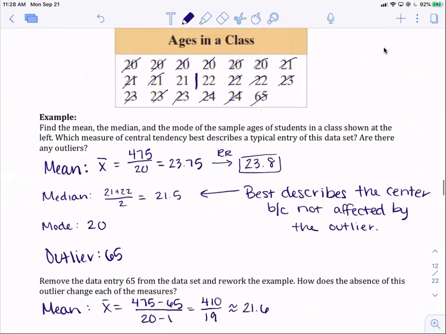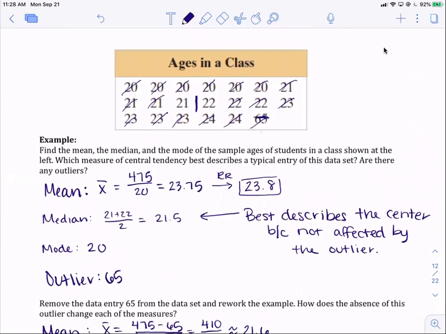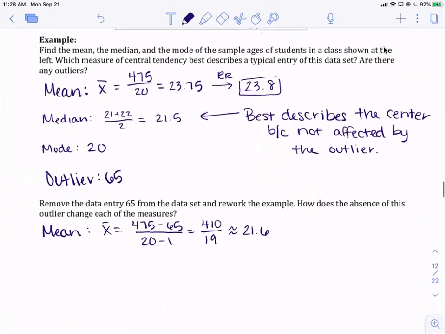Okay. If we take off this 65, that's no longer there. Our median is going to shift to the left. So instead of being in between, our median would be 21. And then what is the mode? 20. So now which one represents the center the best? It's going to be the mean. It shows more of the center.